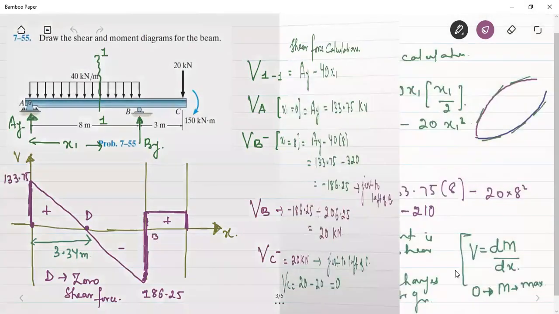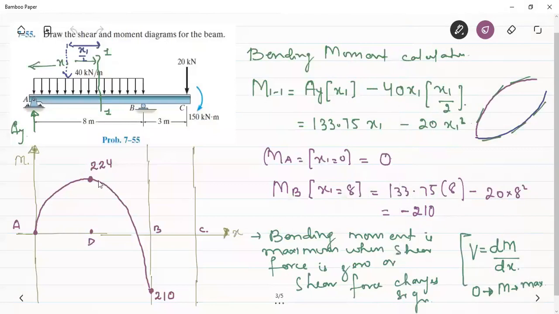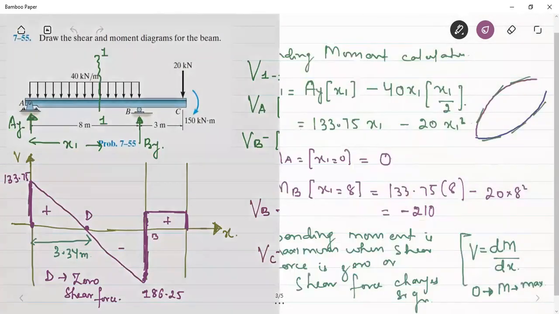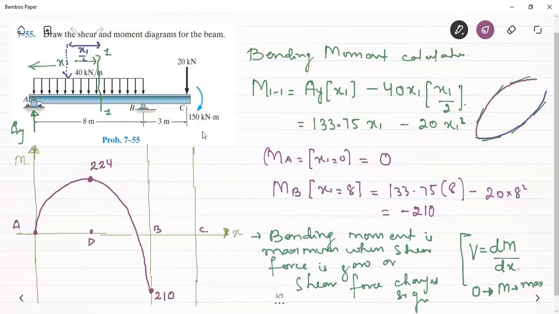Again, you can see that if I draw the tangent here, the tangent will have less slope, but as I am going towards the point B, the slope of the tangent is going to increase. So this is the variation of the bending moment. From A to D, the shear force is positive. From D to B, the shear force is negative. Therefore, the slope from A to B should be positive.